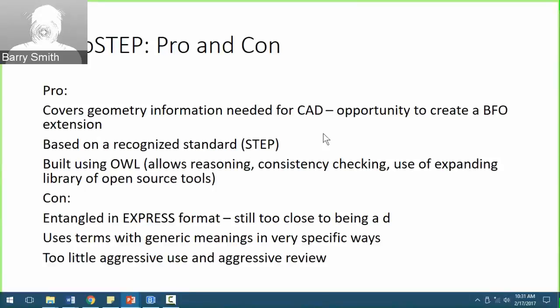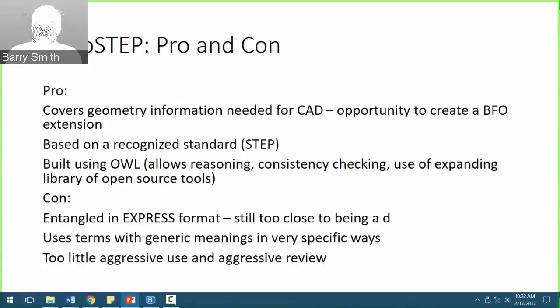The next virtue of OntoSTEP is that it's based on STEP, which is a recognized standard, which is indeed used in some places. Another advantage is that it uses OWL, which has all the advantages that we are fond of. But then the problems are that the representation of OntoSTEP is not created natively in OWL. It's created by taking big chunks of EXPRESS and then tweaking them so that they can be expressed in an OWL format. And the result has the same kinds of difficulties of understanding, in my view, as we find in ISO 15926.